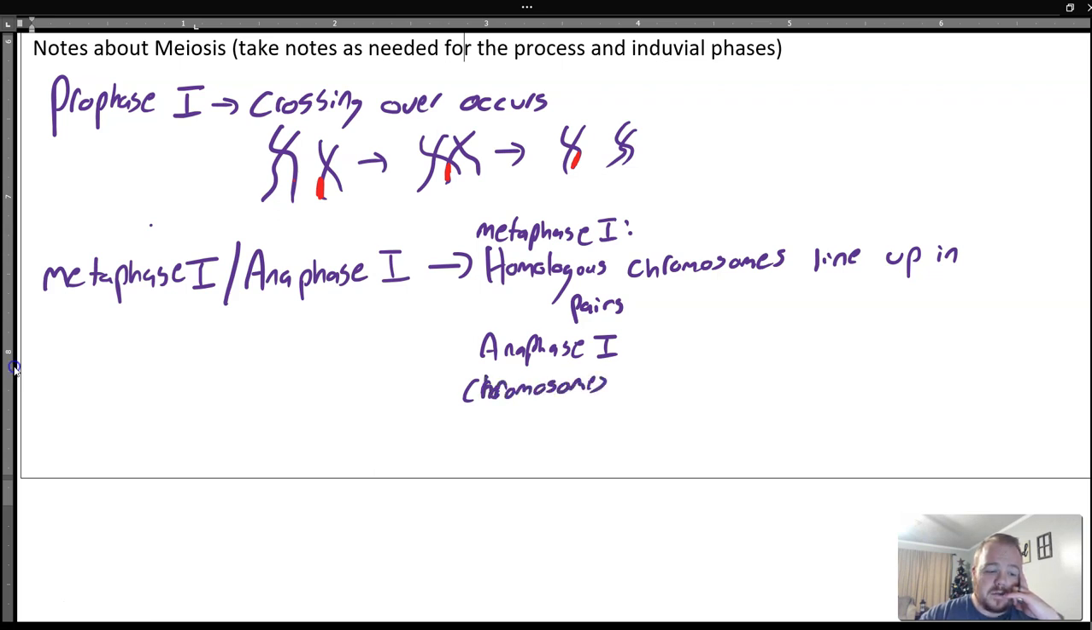Now, in Anaphase 1, it should be noted, this is when the homologous chromosomes split. Much like anaphase normally does, the chromosomes move away. But what's notable here is a failure to split. There's sometimes a situation where a failure to split occurs.